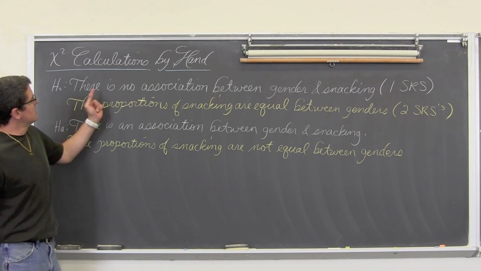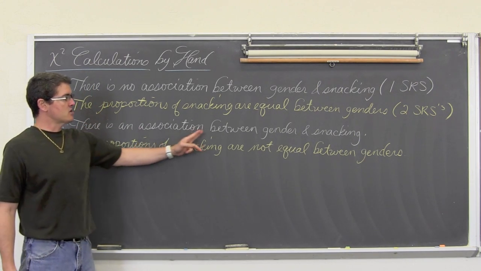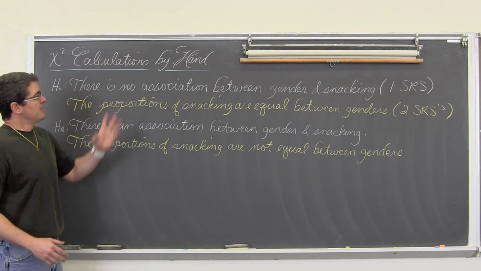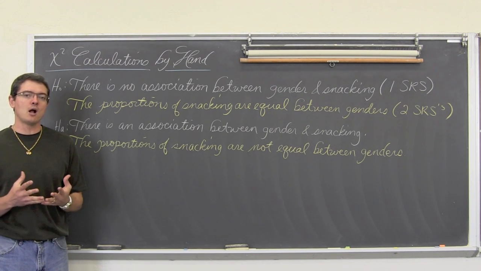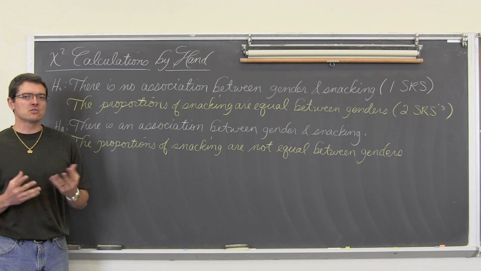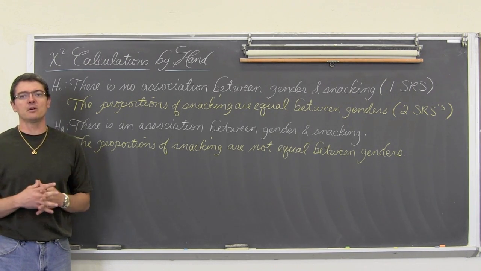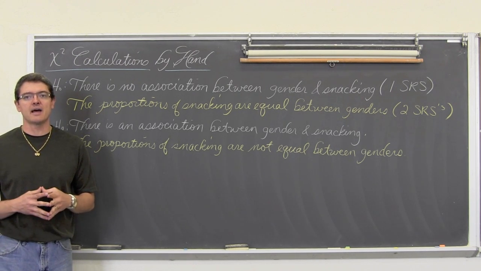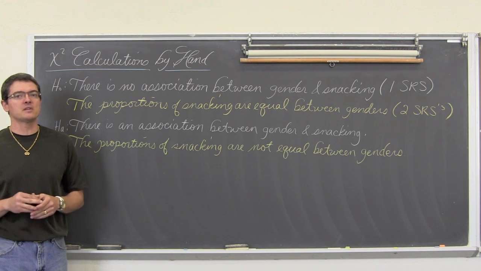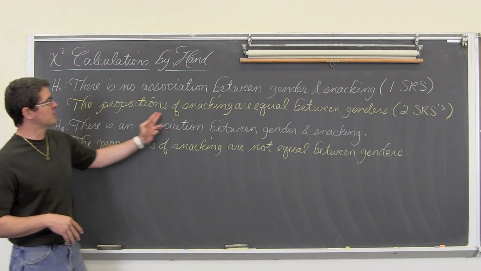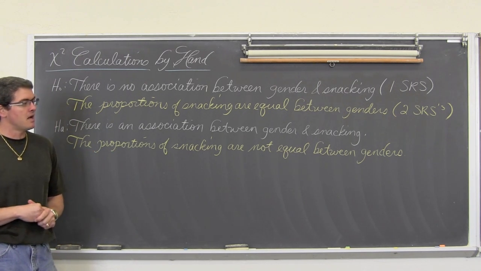So H sub O is, there is no association between gender and snacking, and H sub A is, there is an association between gender and snacking. This language for H sub O and H sub A will be appropriate if, when you read your problem, it states that there's only one SRS. You took a simple random sample of individuals, you then broke up their gender based on their snacking habits, and you're analyzing the data. If it states that there was an SRS of males and a separate SRS for females, then H sub O is that the proportions of snacking are equal between genders, and H sub A is that the proportions of snacking are not equal.